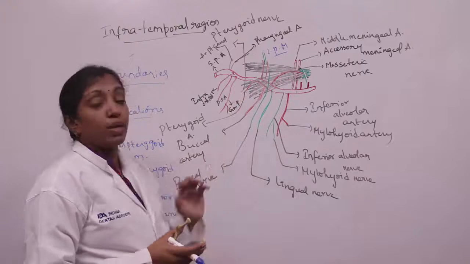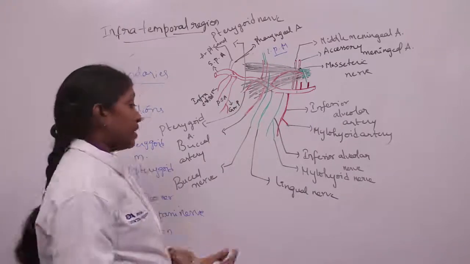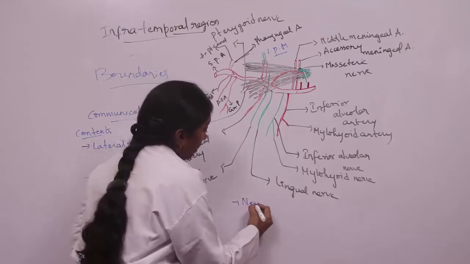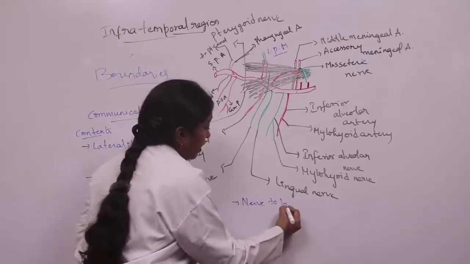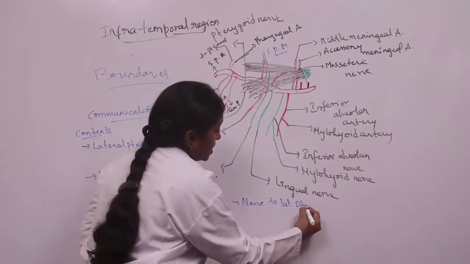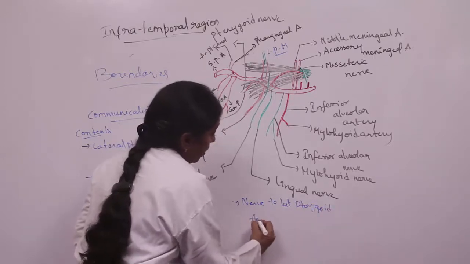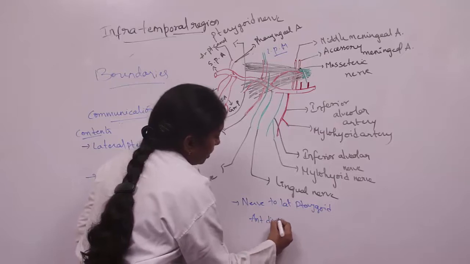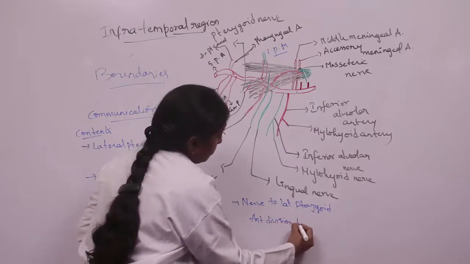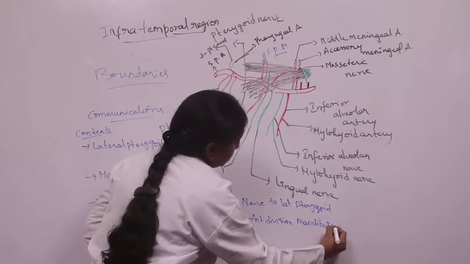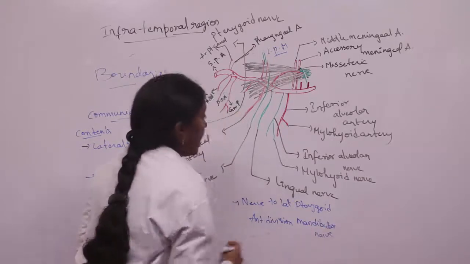Coming to the nerve supply of the lateral pterygoid muscle, the nerve supply is by the nerve to lateral pterygoid, which is from the anterior division of the mandibular nerve.